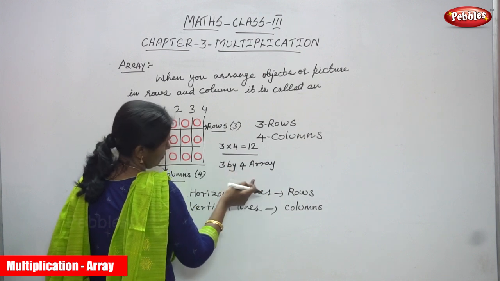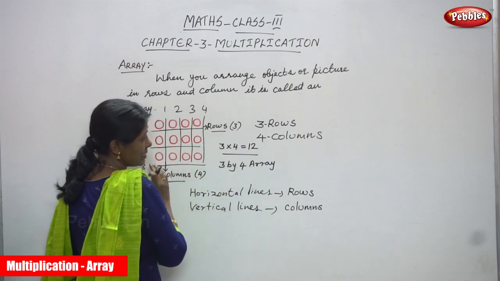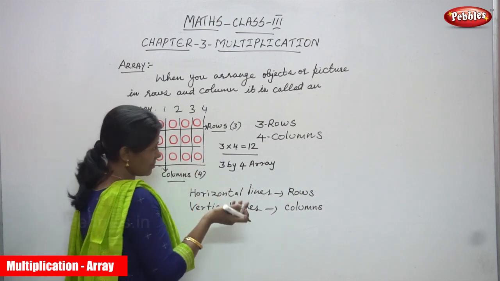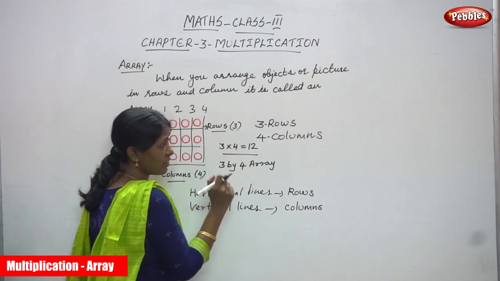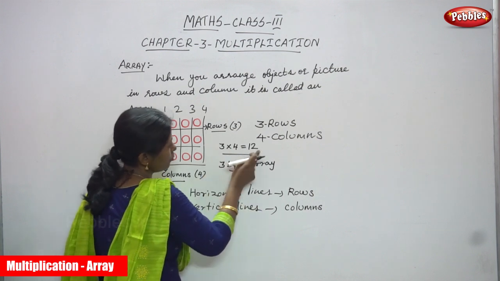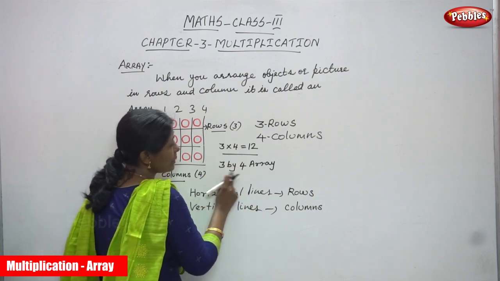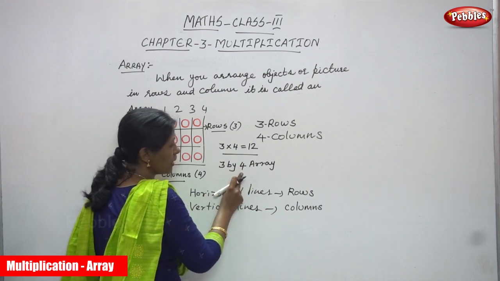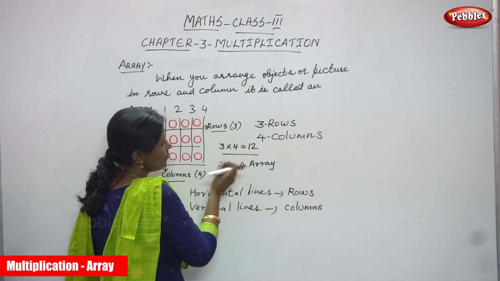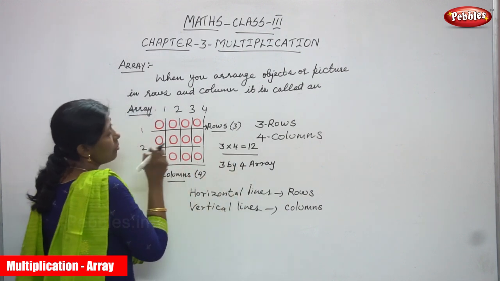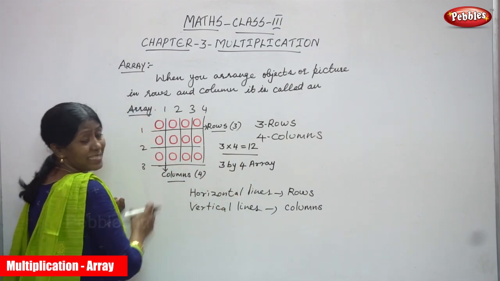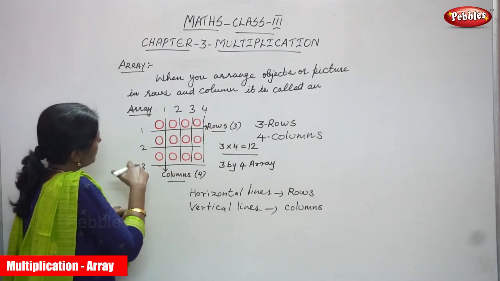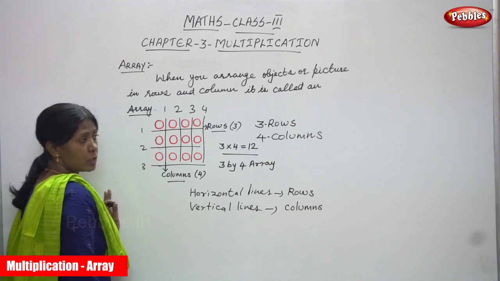So now you can multiply. 3 rows are equal, so you have to multiply with each group. How many groups are there? That is 4 groups, otherwise we can call it columns. So 3 into 4, you get 12. So this is a 3 by 4 array. That means 3 rows and 4 columns combined together. So we picturize, that is, we represent objects in this array. When we arrange objects or pictures in rows and columns, it is called an array.